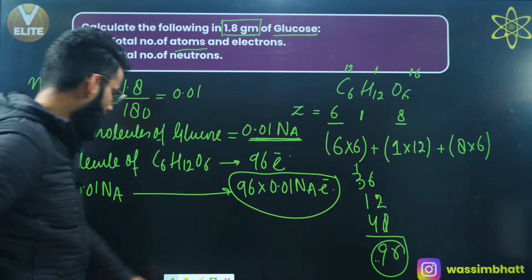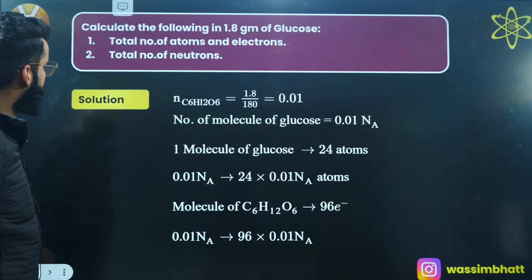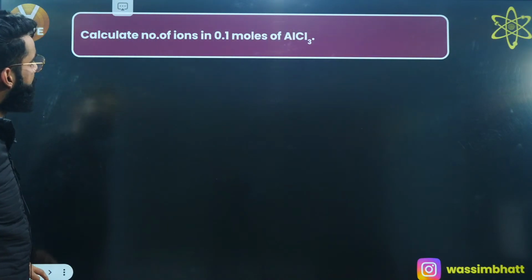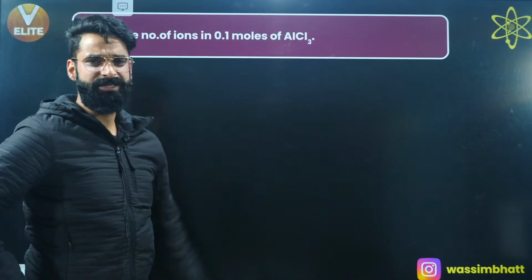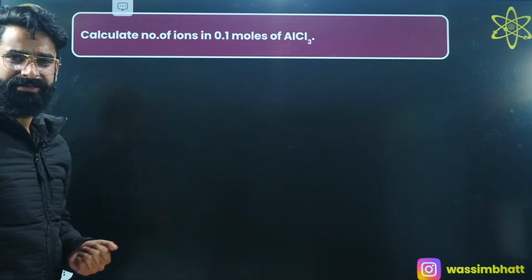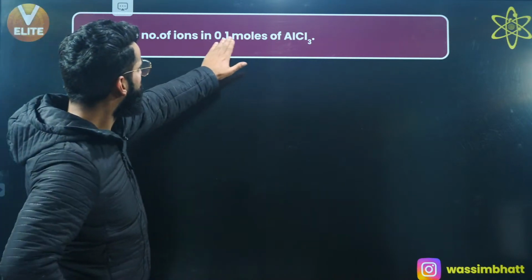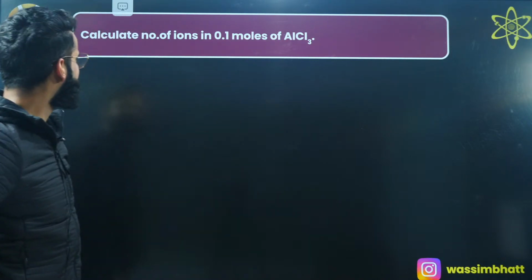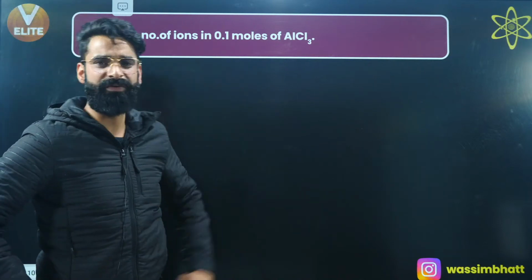All right, so let's move on then. Let's go ahead and let's try to solve this question. Again, a very simple question this is. We are given 0.1 moles of AlCl3. We need to calculate the total number of ions.